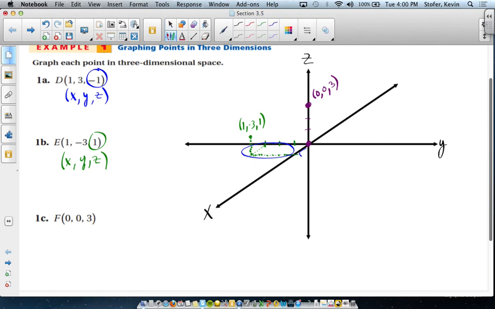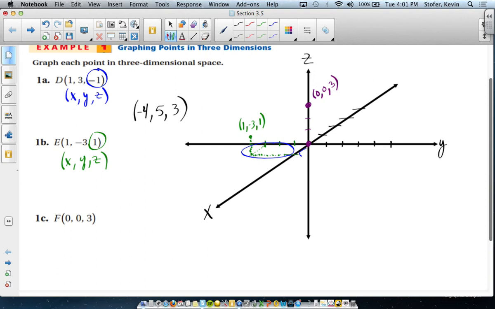Let's do negative 4, 5, 3. So I'm going to move from the origin. I'm going to start and move back, kind of like towards Mr. Sullivan's room, if you will. So I'm going to move back 4 units: 1, 2, 3, 4. And from the origin, I'm going to move to the right 5 units: 1, 2, 3, 4, 5.